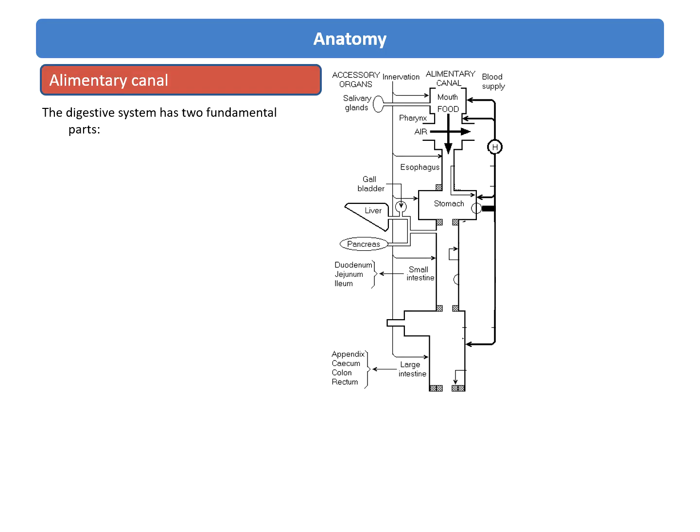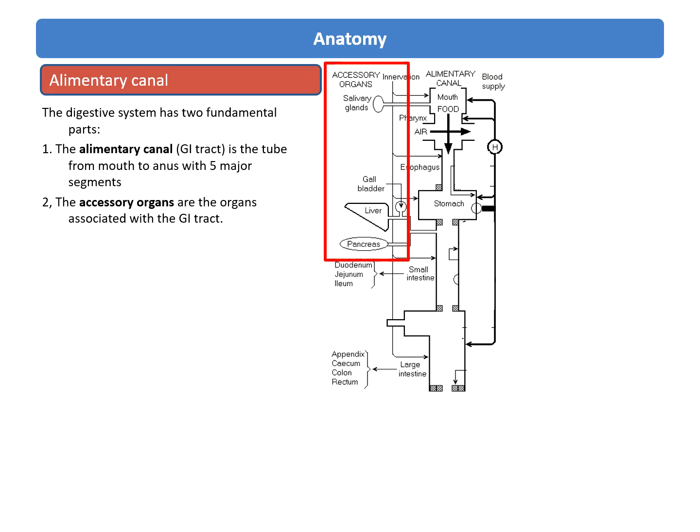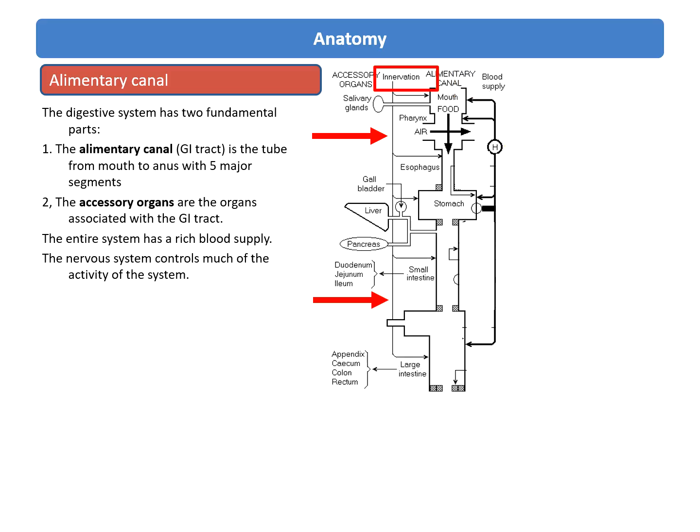The digestive system has 2 fundamental parts: the alimentary canal, also called the GI tract, as well as gut. Gut is correct terminology. It's the tube from mouth to anus. You remember the hole in the donut. It has 5 major segments. The accessory organs are the organs that are associated with the digestive tract. The entire system has a rich blood supply. The circle is the heart, and the lines represent the blood vessels. The nervous system controls much of the activity of the system.